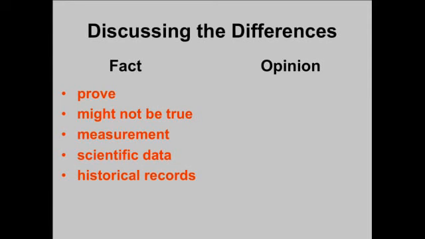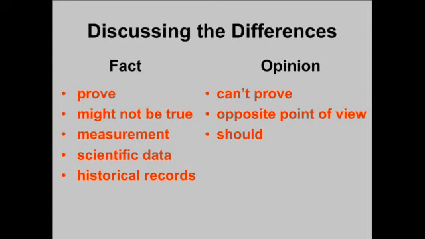Opinions, on the other hand, cannot be proven because they're all emotional. It's somebody's point of view. And when somebody has a point of view, there's always an opposite point of view. So when you're reading, you're looking for words that authors use to express their opinions, like should, or must, or beautiful, or good, or bad. And usually they're trying to persuade you.